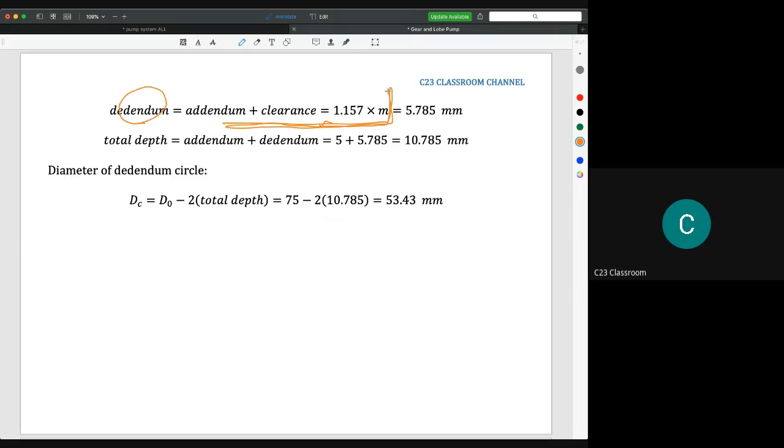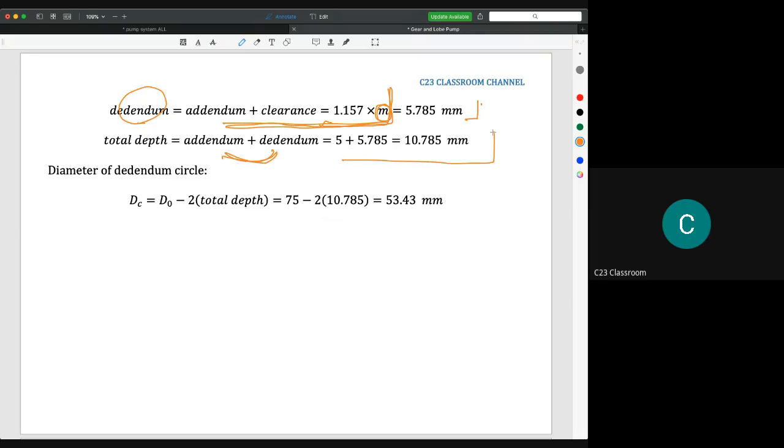The designer will create the dedendum with the ratio of 1.157 times the module m. So if m is 5, we get 5.785 millimeters. The total depth is the addition of the addendum and dedendum, so we add them both and get 10.785 millimeters.